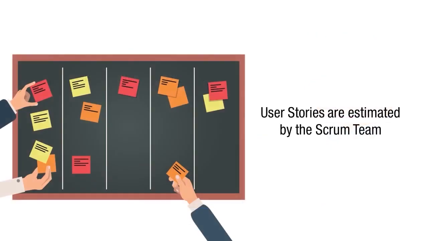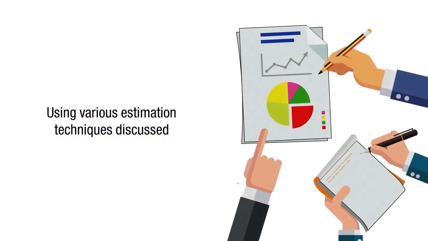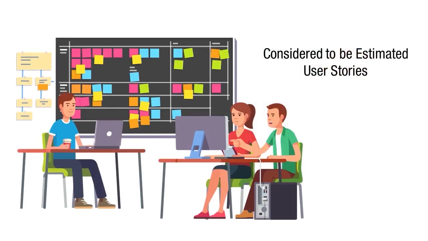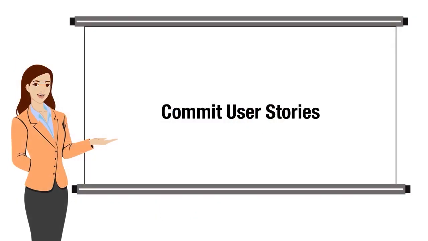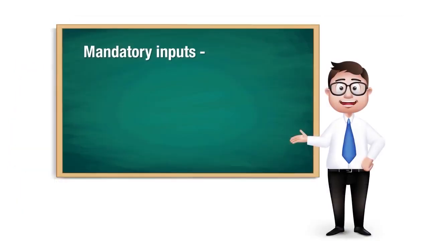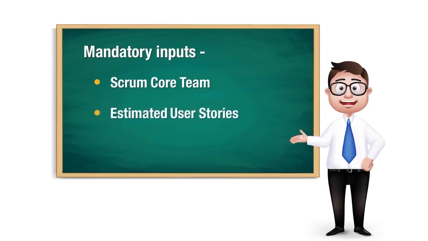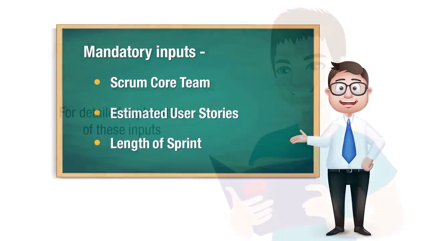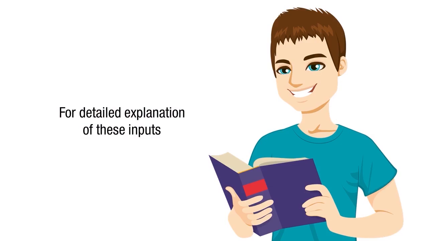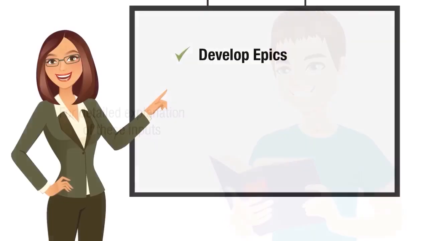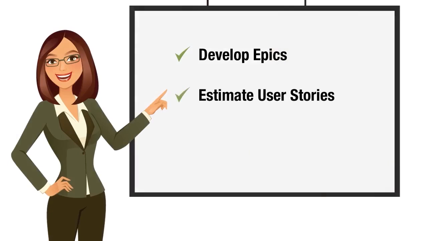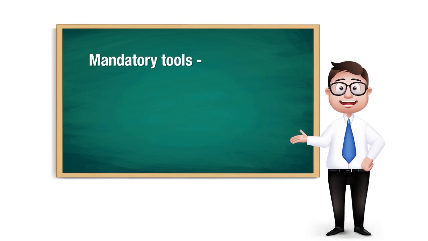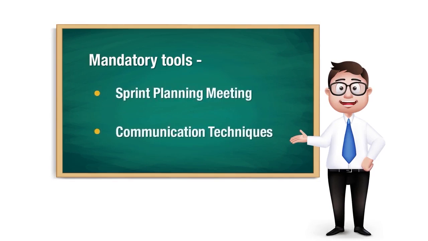After the user stories are estimated by the Scrum team using the various estimation techniques discussed in this section, they are considered to be estimated user stories. The next process is Commit User Stories. The mandatory inputs of this process are Scrum Core Team, estimated user stories, and length of sprint. For detailed explanation of these inputs, please refer to the discussion on them in the Develop Epics, Estimate User Stories, and Conduct Release Planning processes. The mandatory tools used in this process are Sprint Planning Meeting and Communication Techniques.